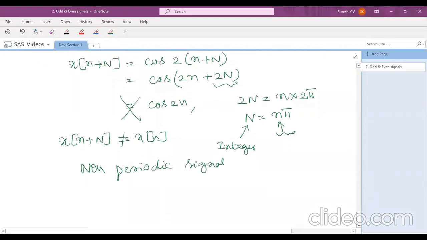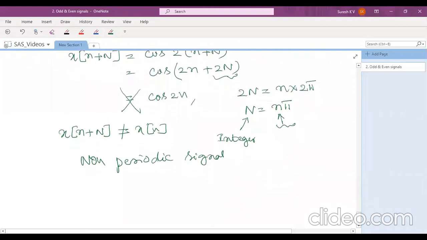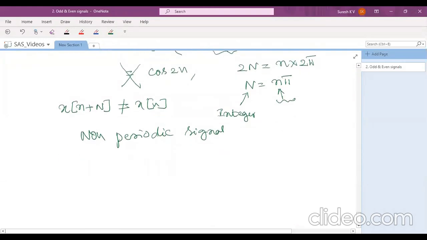Even though it looks like a cos signal, you can observe that since it is a discrete signal, it is not periodic. So we will just consider one more homework problem. Check whether x of n equal to cos of 2 pi n is periodic or not. If it is periodic, find the period.